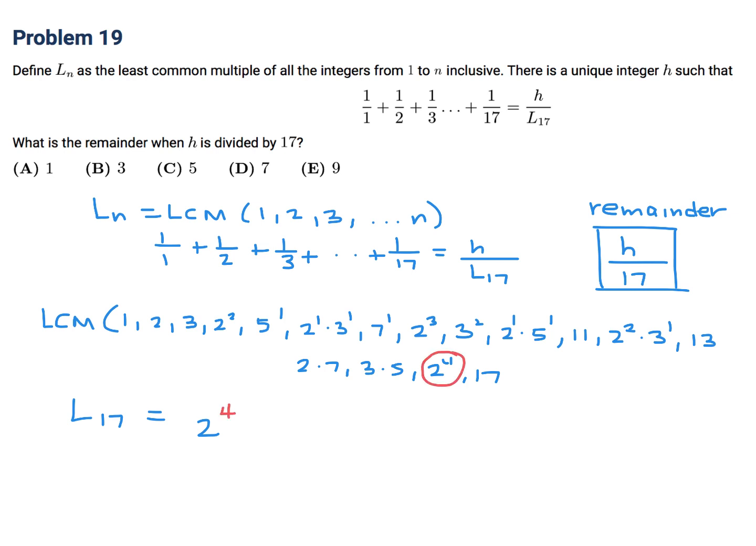So that's part of my LCM. The next one is 3. The biggest power of 3, I believe, is 2, which is right here. The biggest power of the next prime is 5 to the power of 1. The next prime is 7, and I don't think there's anything greater than 7 to the power of 1. Next one is 11. Again, I think 11 to the power of 1 is the greatest. 13 to the power of 1 is the greatest. 17 to the power of 1 is the greatest. So that's pretty much it. That's L17, according to their definition.